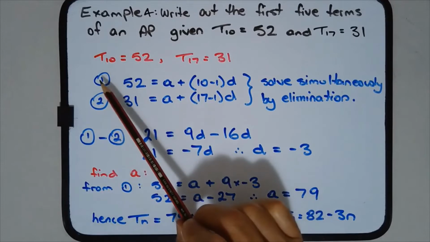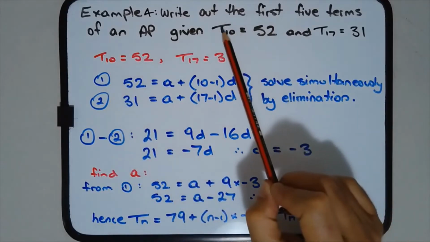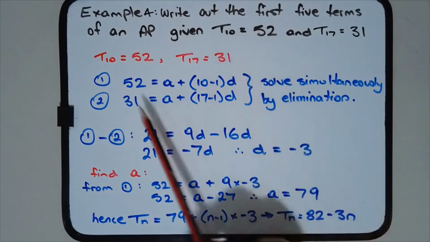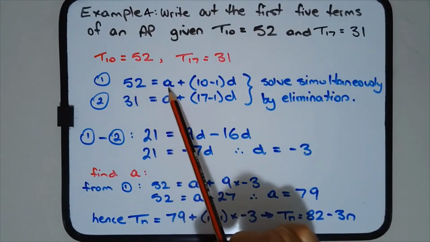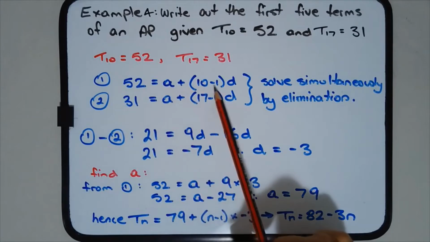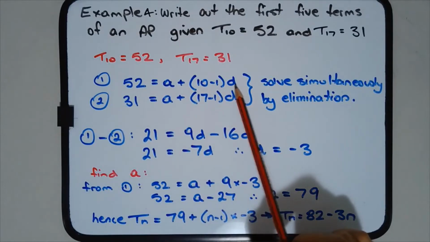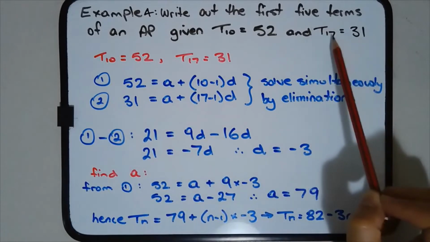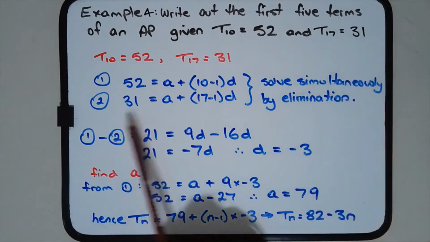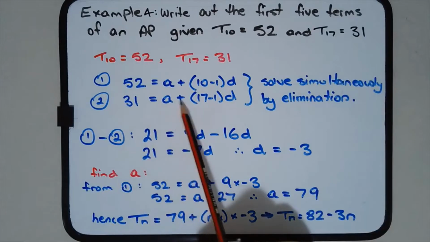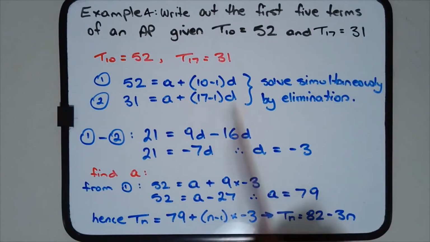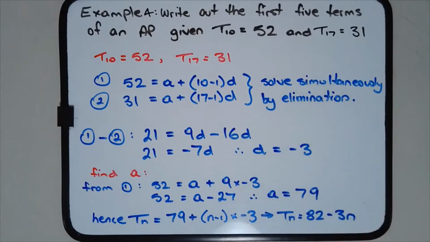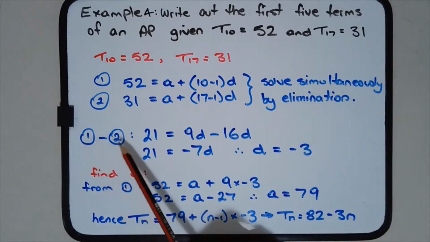So for equation 1, I'm using the fact that T10, the 10th term, equals 52, so that means n equals 10. So 52 is equal to A plus 10 minus 1 times D. And the second equation uses the fact that T17 equals 31, so n equals 17 of course. 31 equals A plus 17 minus 1 D. Then we're going to solve simultaneously by elimination. So equation 1 minus equation 2.